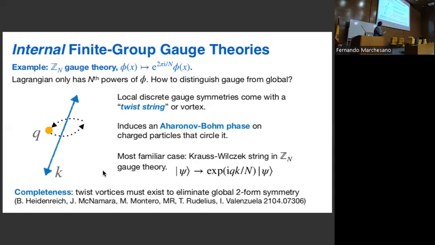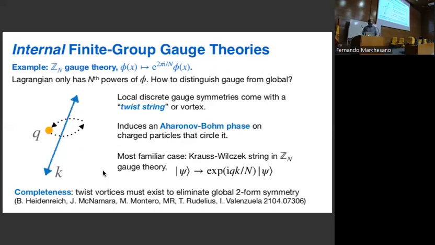The most familiar case are the Kräusable-Check strings of Zn gauge theory, but there's such a thing for any finite group gauge theory, or more generally, anytime you have kind of disconnected components of your gauge group, there will be objects like this. And some of us argued in a paper last year, I think all the authors of the paper are participants in this workshop. We argued that these twist vortices actually have to exist as dynamical objects in quantum gravity to avoid a generalized global symmetry that would arise if they did not. So there's a two-form symmetry generated by Wilson line operators, which is explicitly broken by the existence of such strings.